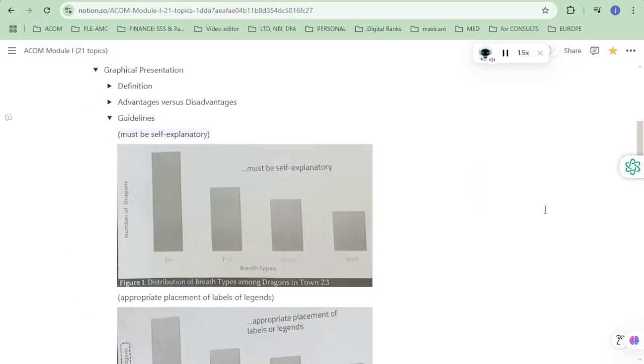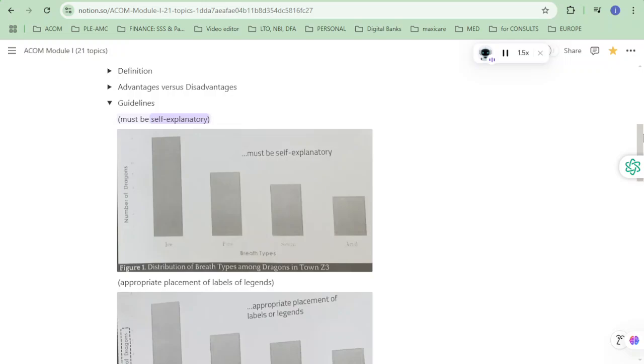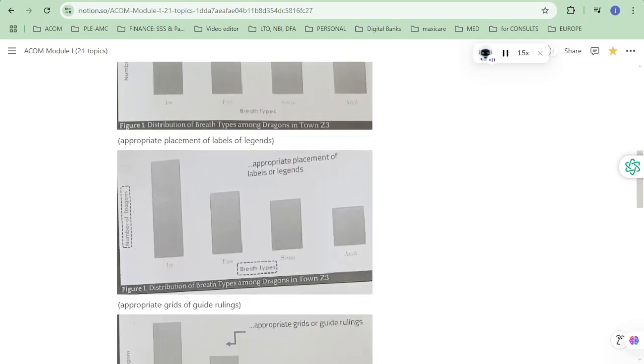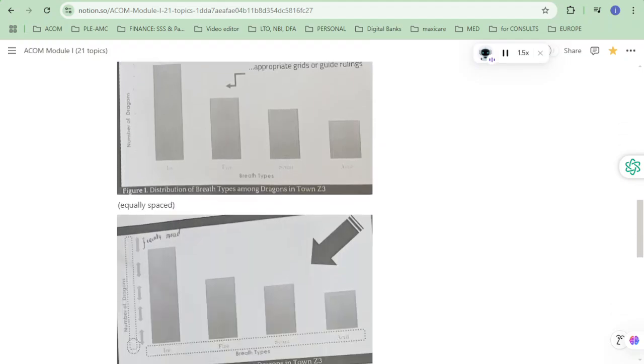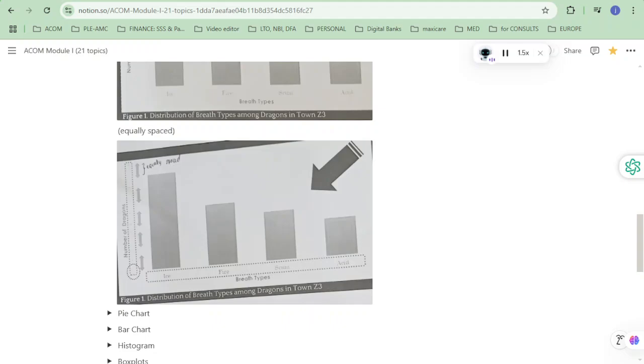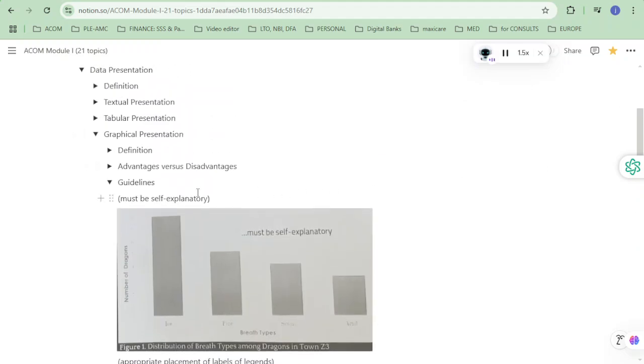Guidelines. Graphs must be self-explanatory, with appropriate placement of labels or legends, appropriate grids or guide rulings, and equally spaced intervals.